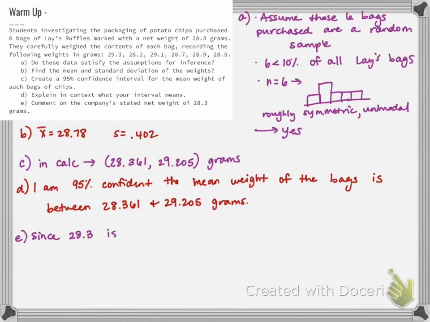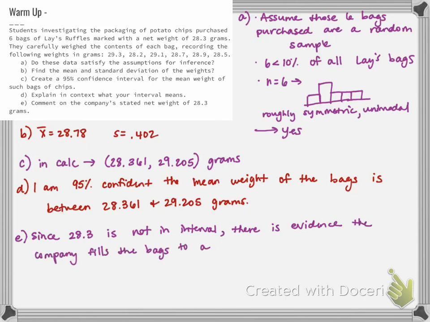And last, it says to comment on the company's stated net weight of 28.3 that was printed on the bag. 28.3 is not in that interval, which means that it's not reasonable, and I have evidence that the company is filling their bags to a higher weight. So that number that they're posting on their bag is conservative. They're generally trying to fill it to more than that to make sure that they are meeting what they're saying. All right, so that is our wrap up here for the week on one sample mean.